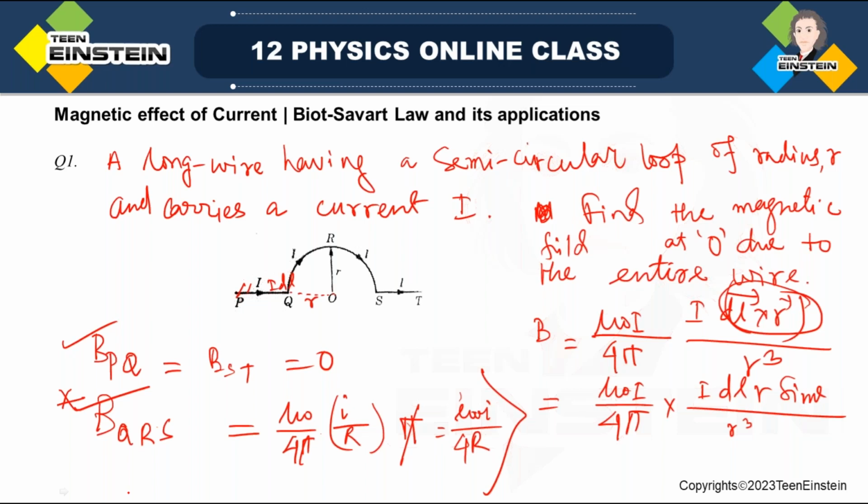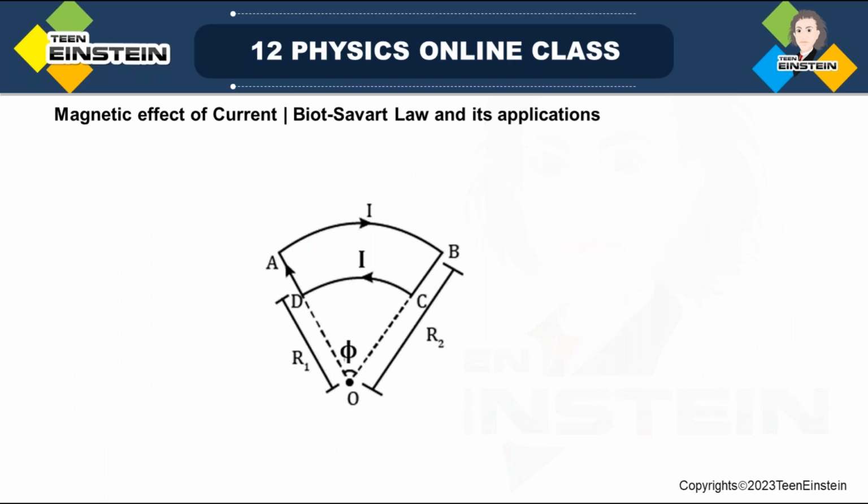Okay, so we will go to the next part. This question says the figure shows two segments having circular arcs. You can see question number 2. I'll not write the whole problem, I'll give you the information.